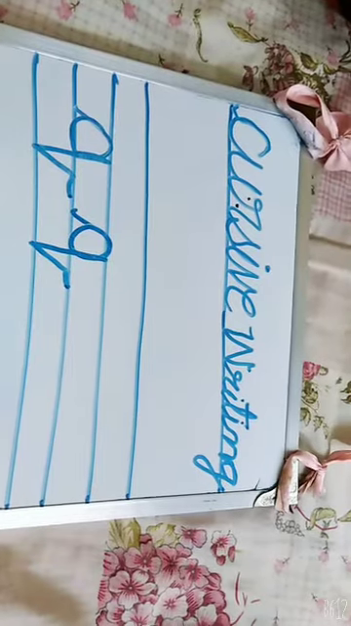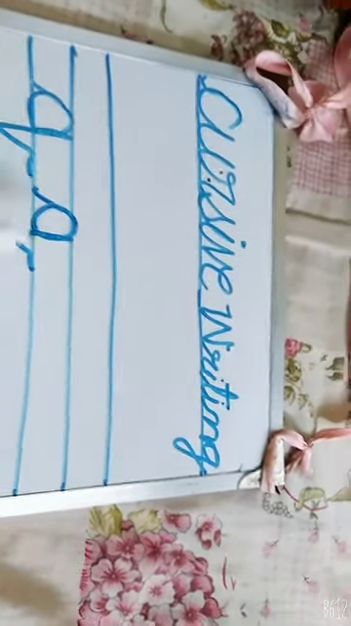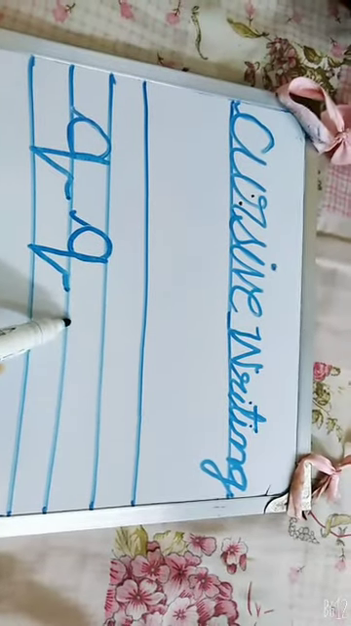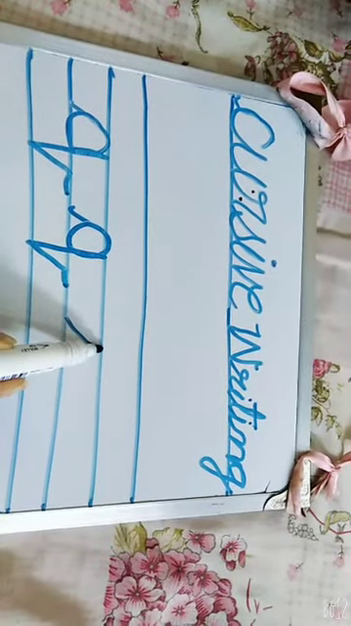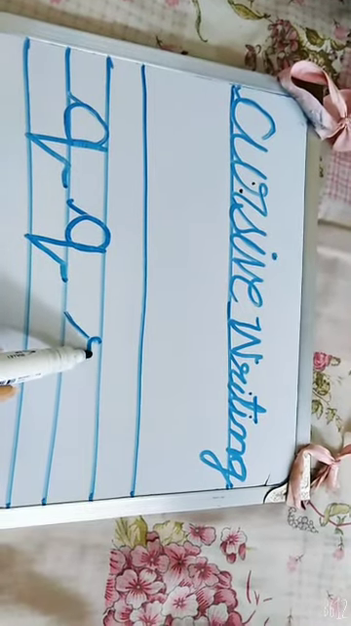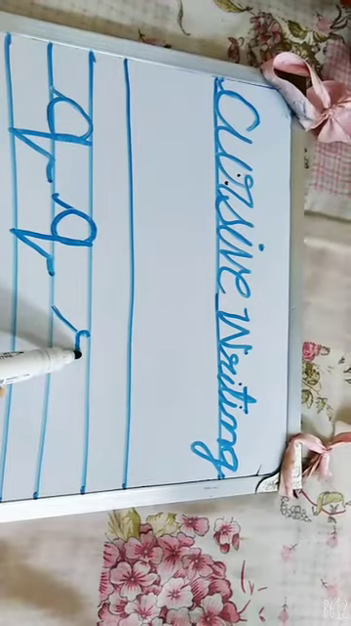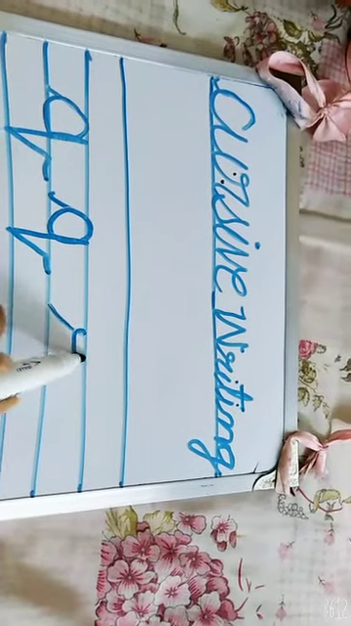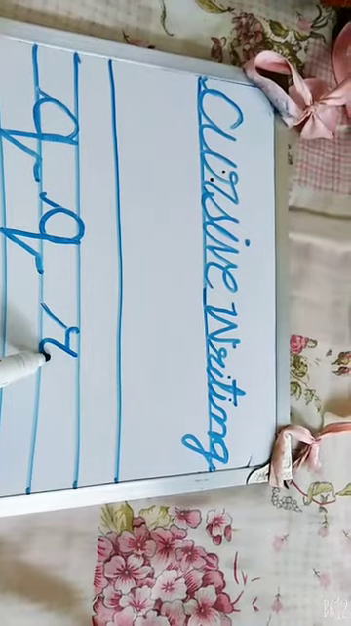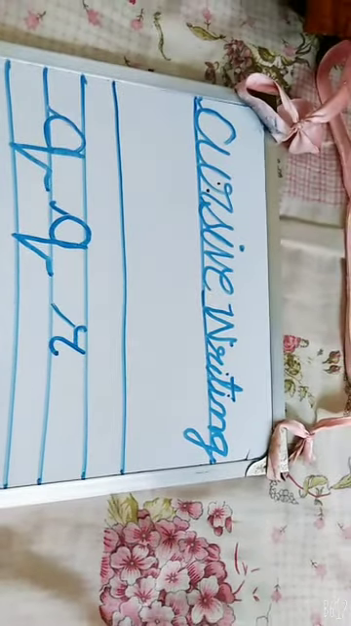Now I am going to write lowercase character R. Put your marker on the third line. Slide diagonally, move your marker upward to the second line, make a loop here. Then come down. Touch the second line, come down on the third line. Make a curve here. Now pick up your marker.